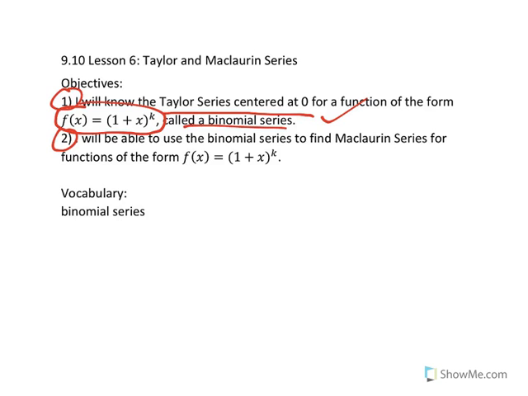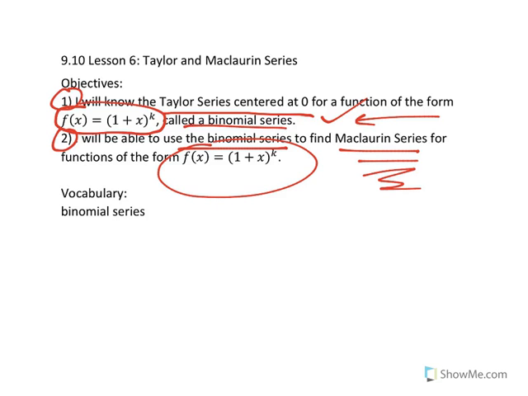Now we will look at an example. You'll be able to use the binomial series that we just saw to find a Taylor series centered at 0, called a Maclaurin series, for functions of the form (1 plus x) to the k power. So basically we'll apply what we just saw for different values of the exponent k.